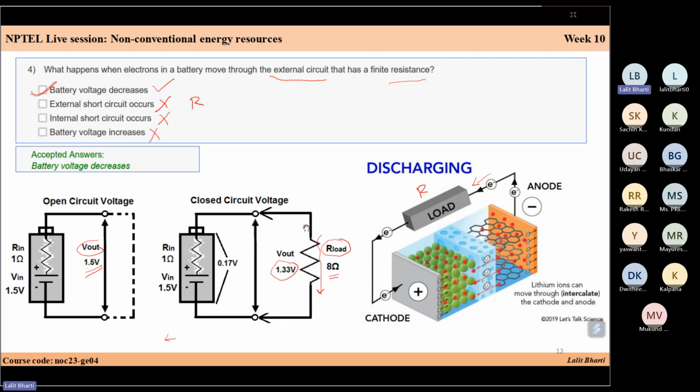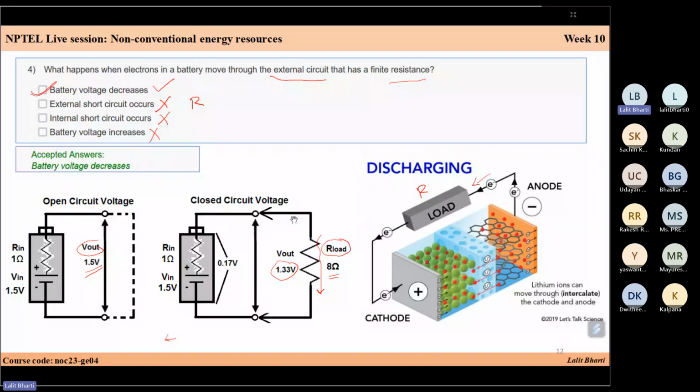Then, let's say you take some load, so your voltage will drop according to the load. If you have seen any electronics questions using Kirchhoff's law to solve this kind of circuit, you can calculate what your V out will be if you have some resistance R here. This is just to demonstrate. Otherwise, looking at the options, battery voltage will decrease. Yes, if you increase your resistance, your battery voltage will decrease. And the highest voltage will be the OCV, open circuit voltage, when no resistance is connected and the circuit is open.